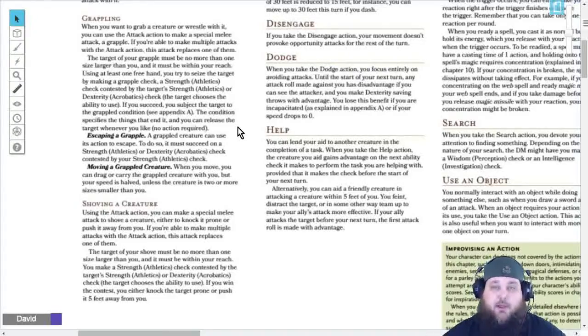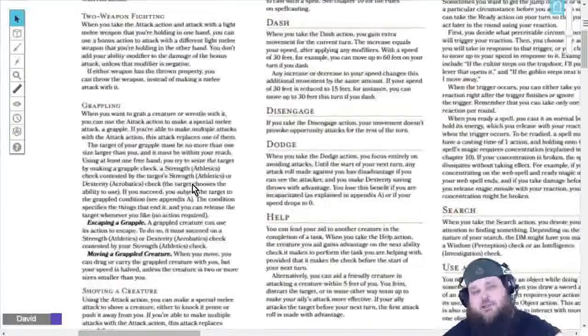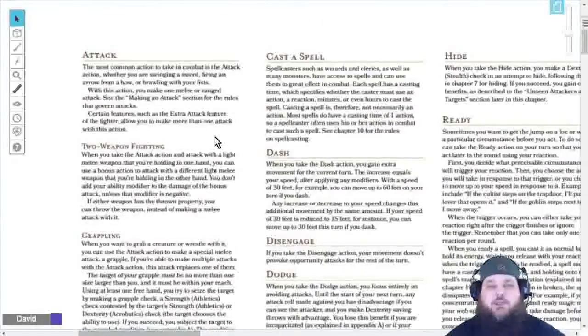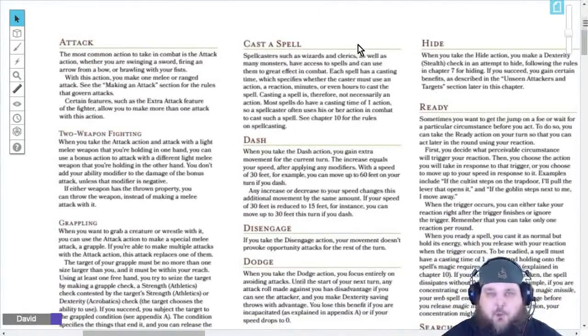Now, when you win, like I said, you have the choice of knocking it prone, where it stands, or you push it 5 feet or 1 square away from you. Piece of cake. So that is everything to do with the attack action. It is the most used action in the game. And that's coupled along with casting a spell, which is the next one we're going to discuss.